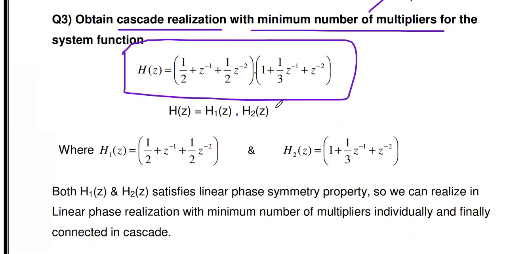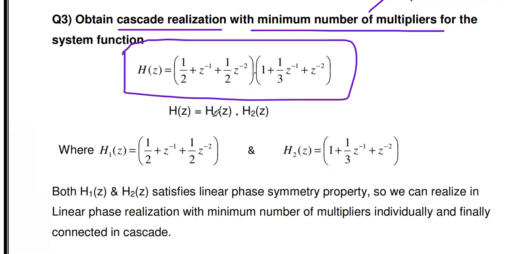Okay, so then what is the method in cascade form realization? The given function is split into two things. The h1 of z we have to realize separately, h2 of z we have to realize separately. So here it's not a simple cascade realization with minimum number of multipliers. Minimum number of multipliers means linear phase realization we have to use.